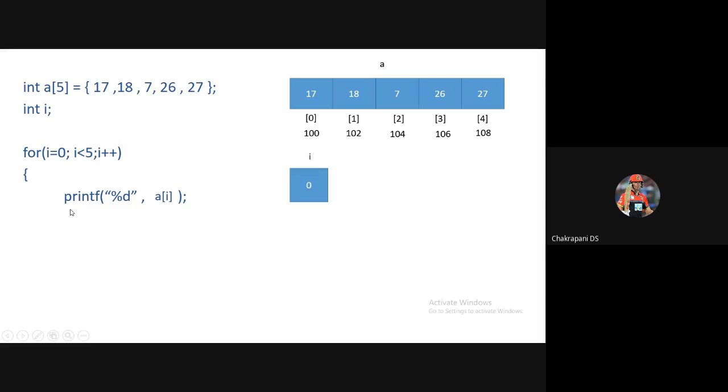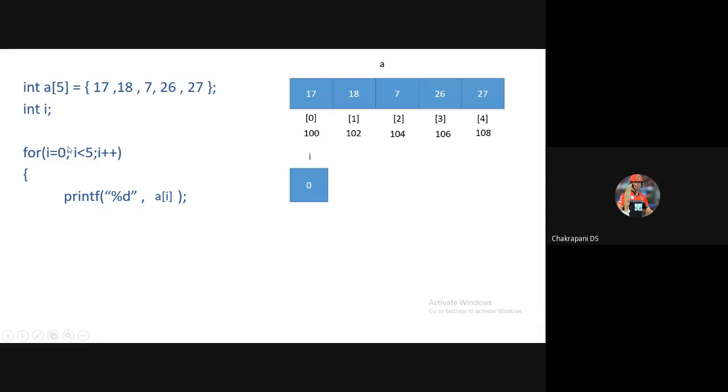Now observe this printf statement. Let's start from the for loop again. What is the value which I'm storing in i? 0. Why am I storing i = 0? Because the first number which I'm going to display is 17, and the index value of that first number is 0. That's why I'm taking 0 here.